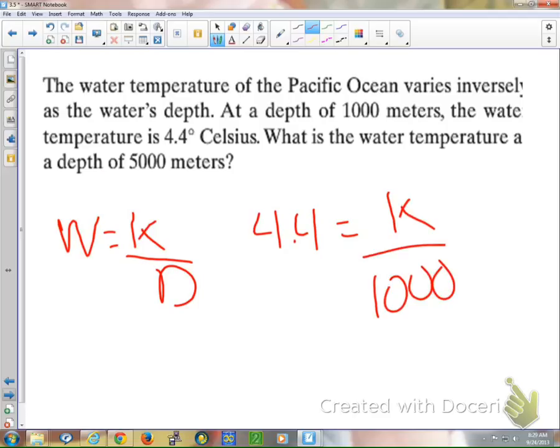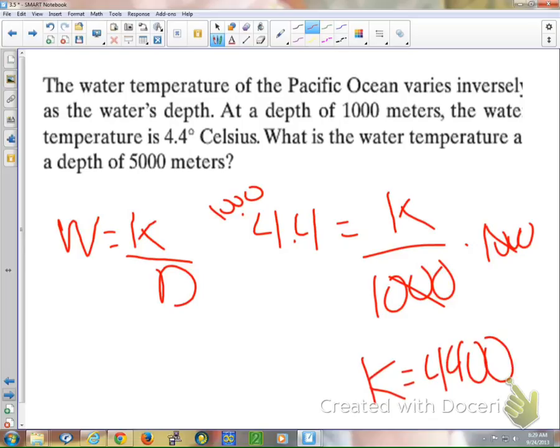How do I solve for K? Someone other than Keith? Sam. Multiply by 1,000. Multiply by 1,000, that's right. And what would that be? 4,400. K equals 4,400. Now we're going to plug that back in over here to our original equation.